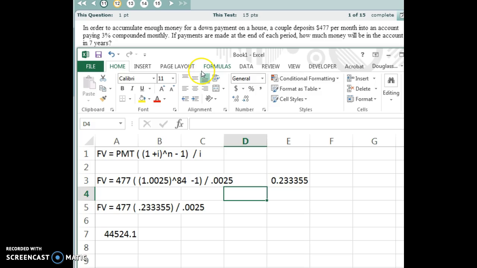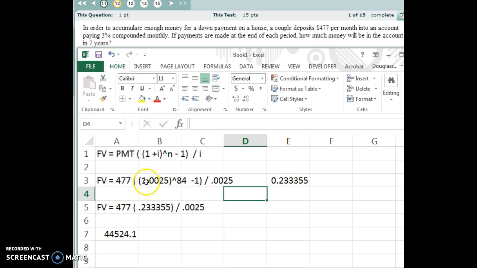For number 12, we're going to use the same formula we used for number 11 and just plug those values in. So let's pull up Excel again. So here's that same formula for the annuity that we used in number 11. And let's look how those numbers fit in. Future value is what we're looking for. It's what we don't have. The payment is $477 a month.